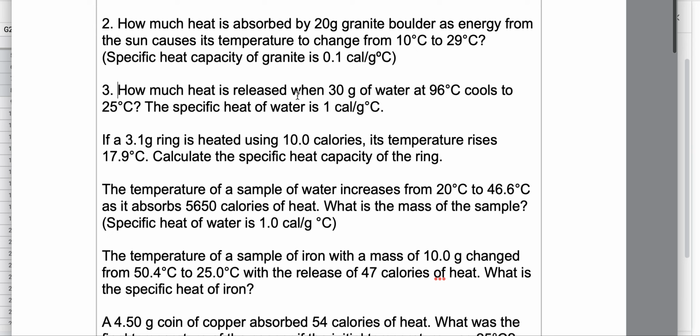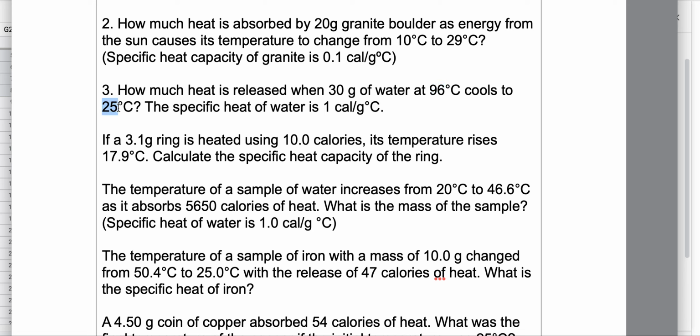Okay, number 3. Again, it says how much heat. So we are given the mass of water, and it's at 96, and it's going to cool down. So this time heat's going to be taken out. Heat's going to be released. But still, we can find out the change in temperature. All you have to do is you take 96 minus 25. That's your change in temperature.